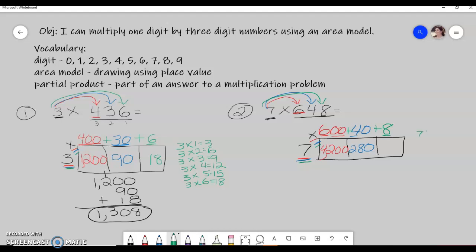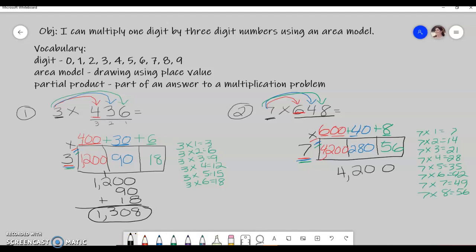I don't remember that one. Let's do a brain dump. Brain dumps help you, so if you need to add to get your answer, you can. 7 times 3, 14 plus 7 more is 21. 7 times 4, plus 7 more is 28. 7 times 5, 35. 7 times 6, 42. 7 times 7, 49. 7 times 8, 56. Now you take all your partial products and add them together.